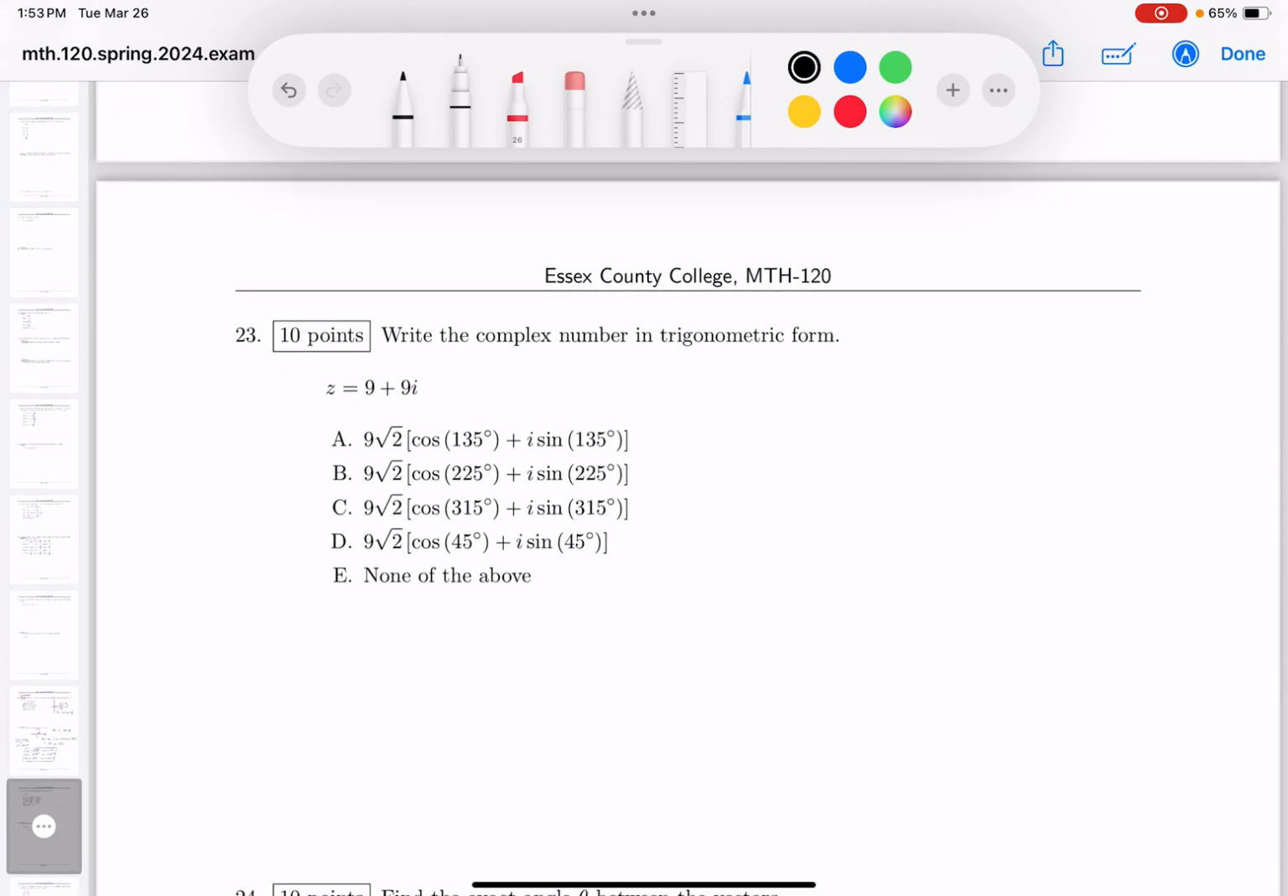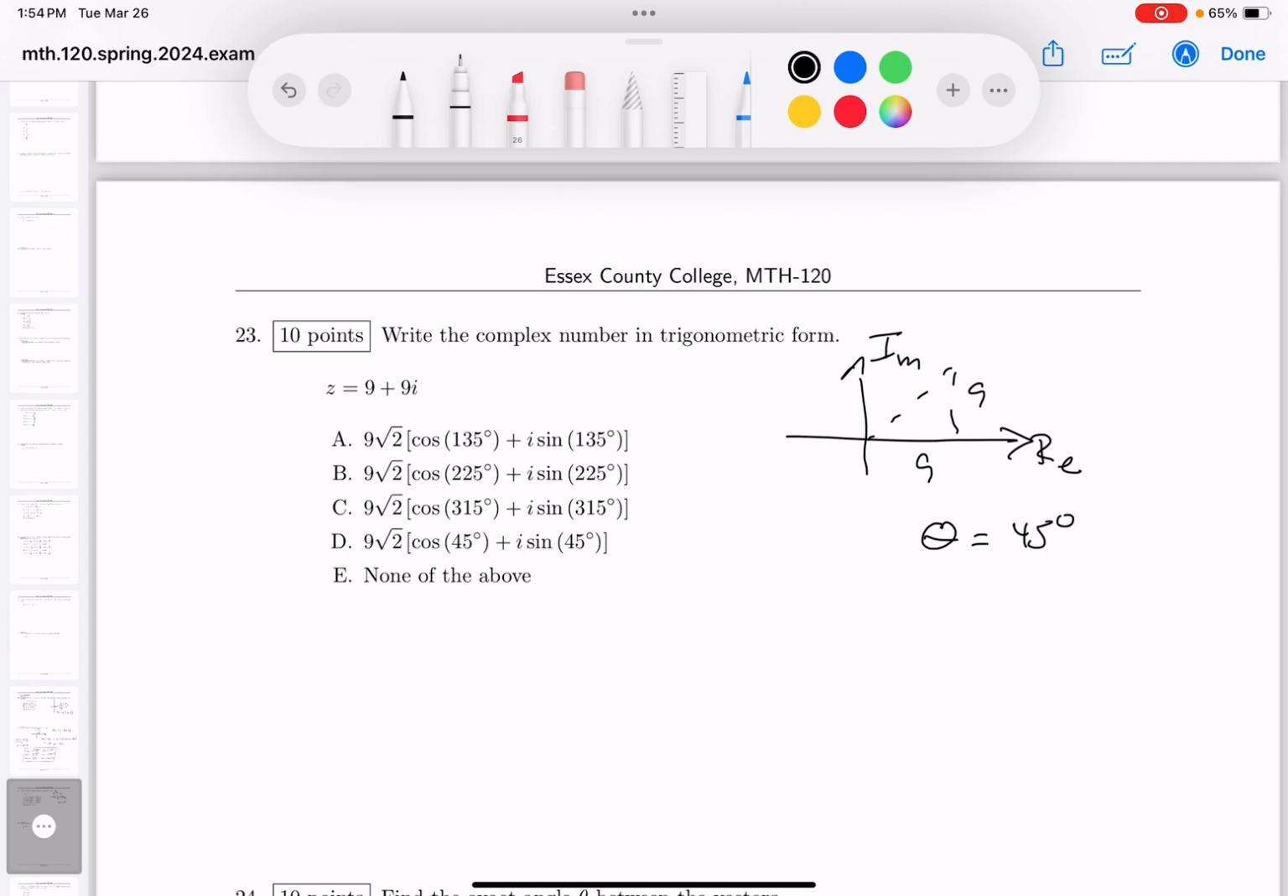Well, this doesn't look bad. I think I can handle that. This is going to be the real part, and this is the imaginary part. And go over 9, up 9. If you do that, 9, 9. Well, I know the argument's 45 degrees now.